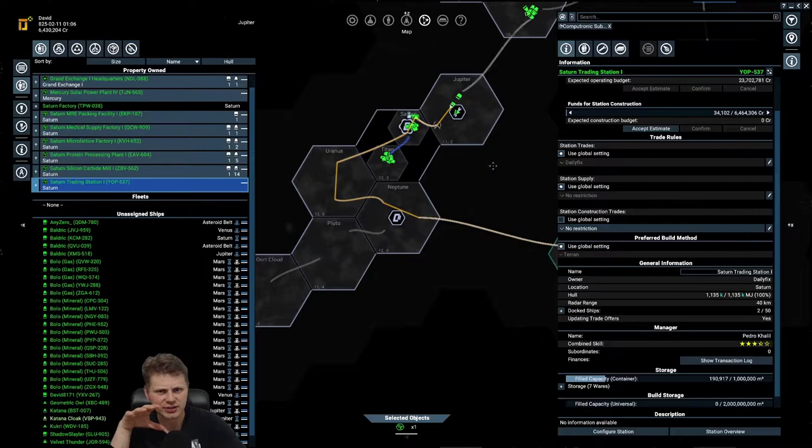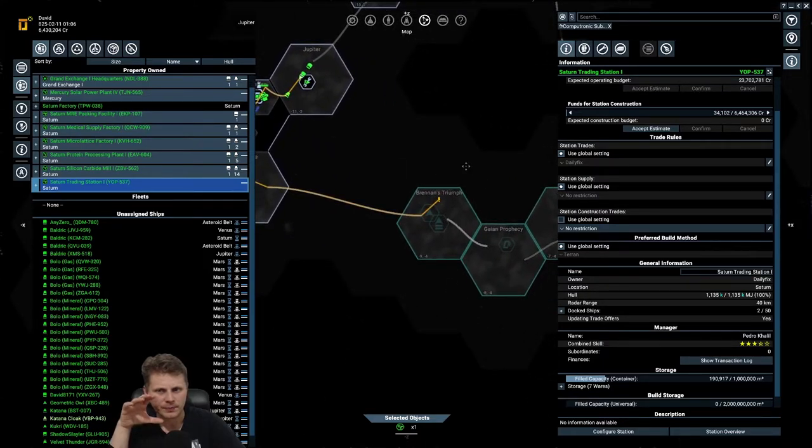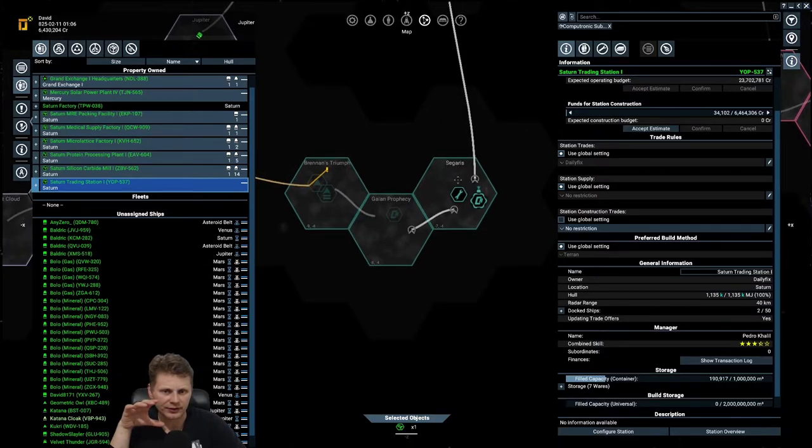Maybe we need a station that hauls the goods from here and then delivers it to another. So we need a relay station as well.